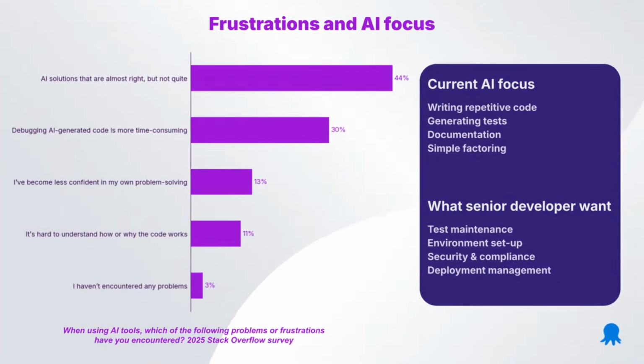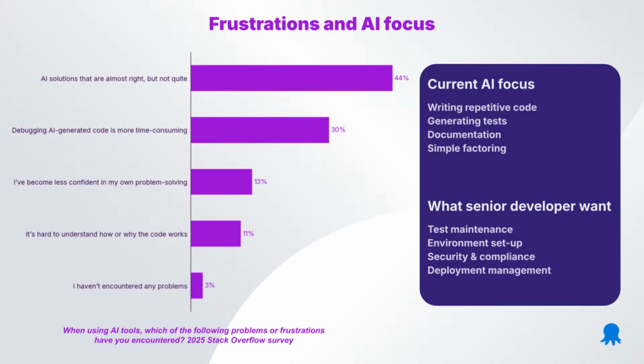Yeah, so this as well is from the Stack Overflow survey, but I just had to show it because I found it very interesting. This is something that I found deep in the data, and it's about developers' frustrations with AI. 44% of developers are frustrated with AI solutions that are almost right but not quite. 30% know that debugging AI-generated code is actually more time-consuming.